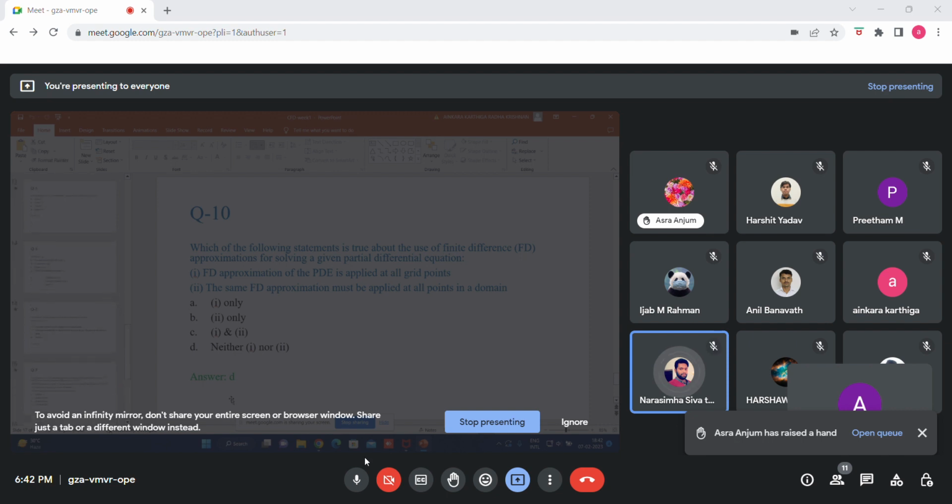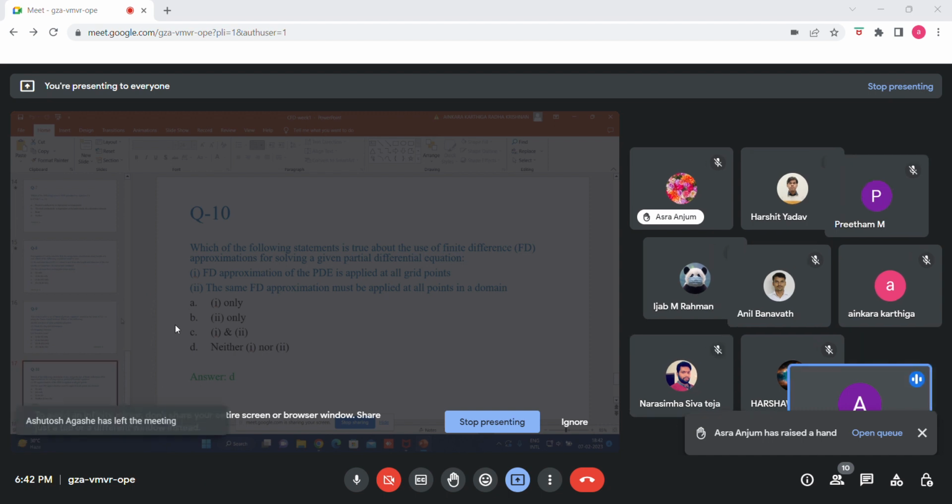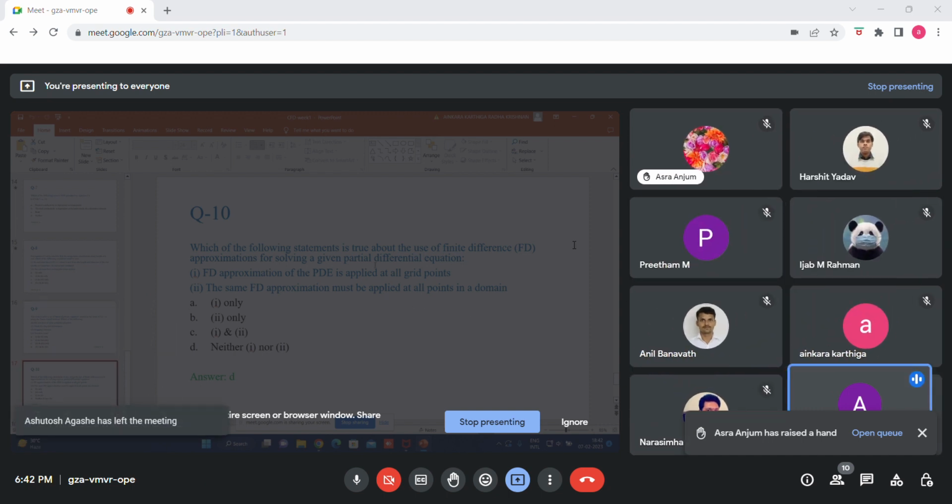Question number 10, madam? The last question. It is given: which of the following statements is true regarding the use of finite difference equations. So in CFD, normally you will have a certain geometry and you will discretize that geometry. For discretizing the geometry, you will be using the finite difference technique.